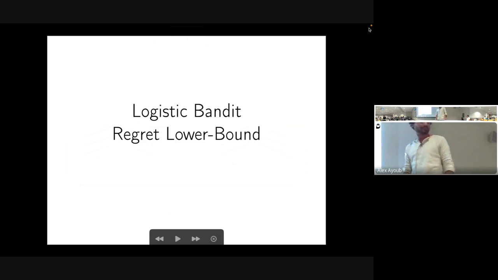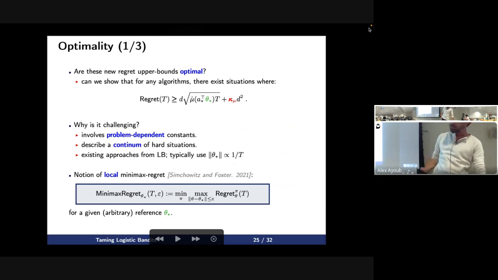I don't know how many time I have left, so I'm just going to brush through it quickly. So is this regret bound optimal? And so basically, can you prove a lower bound of this form?